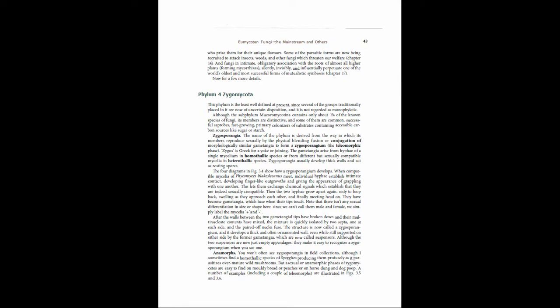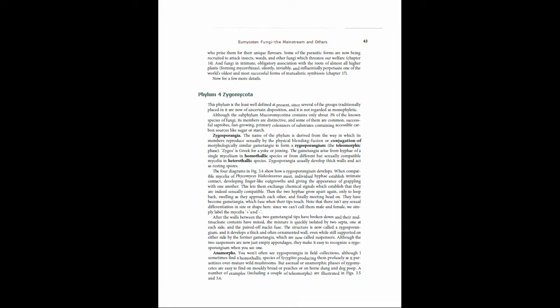When compatible mycelia of Phycomyces blakesleyanus meet, individual hyphae establish intimate contact, developing finger-like outgrowths and giving the appearance of grappling with one another. This lets them exchange chemical signals which establish that they are indeed sexually compatible. Then the two hyphae grow apart again, only to loop back, swelling as they approach each other, and finally meeting head-on. They have become gametangia, which fuse when their tips touch. Note that there isn't any sexual differentiation in size or shape here, since we can't call them male and female, we simply label the mycelia plus and minus.